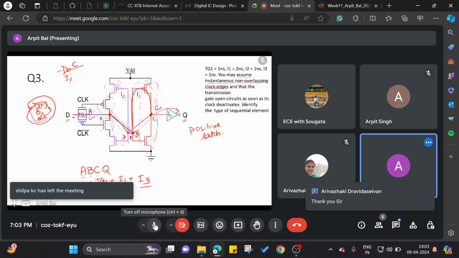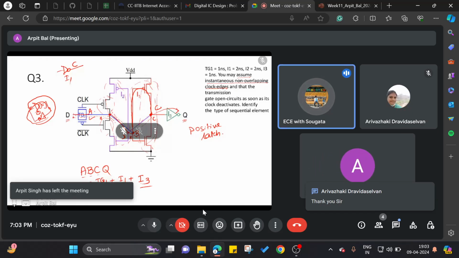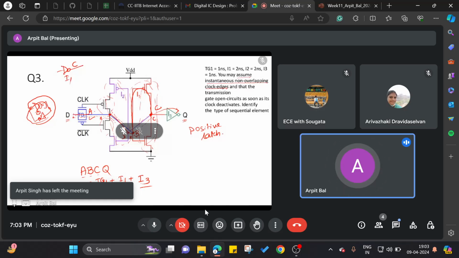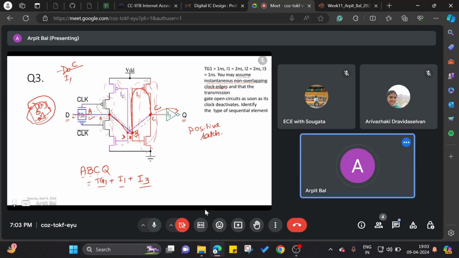Sir, negative means Q equals to D bar? No, not D bar. Whenever you say positive or negative, always look at when this latch is going to be active. See where clock and clock bar are applied to the transmission gates input. It does not depend whether it is D or D bar. It depends on when it is being reflected at the output. So look at the clock, look at when it is going to be reflected.